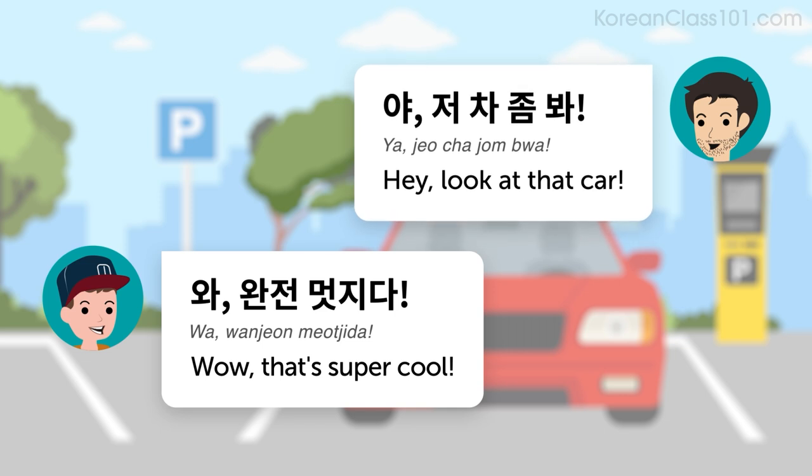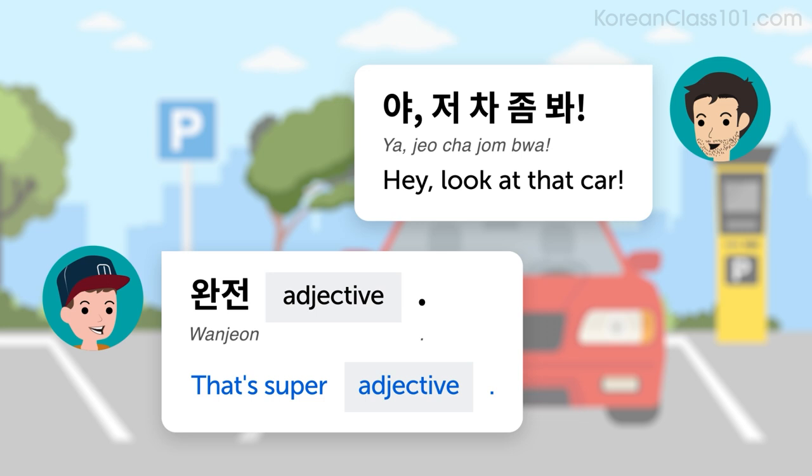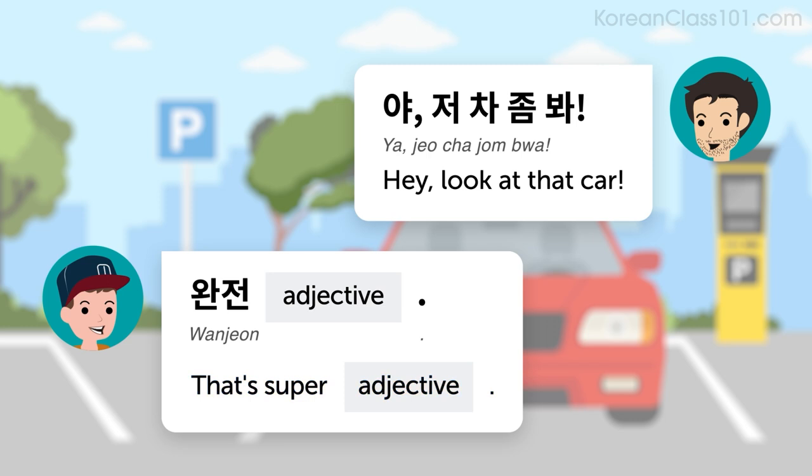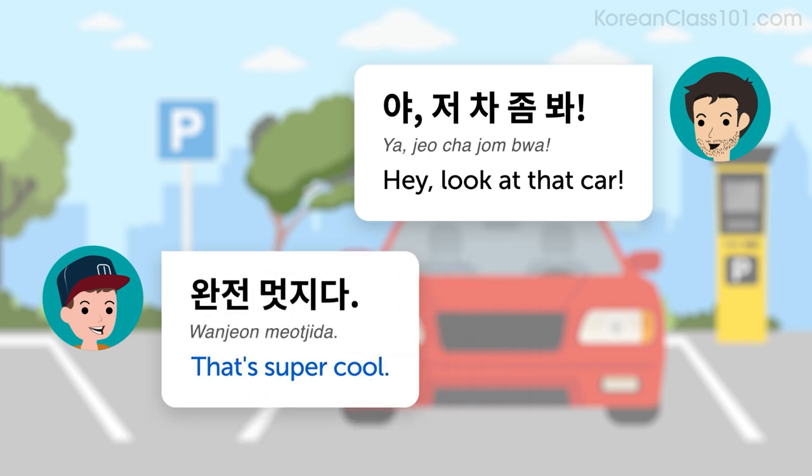First of all, you'll need to learn how to say, Wow. That's 와. Then, you'll need to learn how to say, That's super adjective. The pattern is 완전 adjective. This Korean sentence literally translates as totally adjective, but it means that's super adjective. For example, that's super cool. 완전 멋지다.